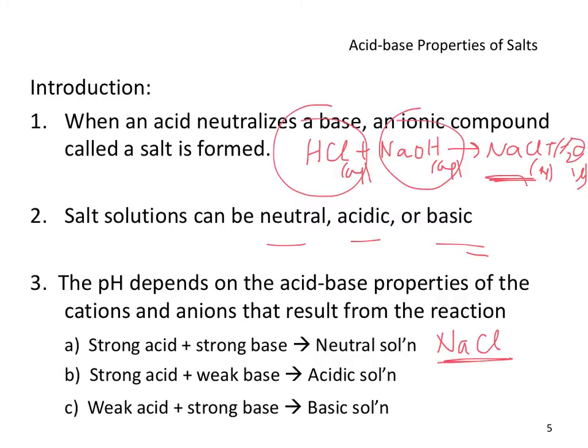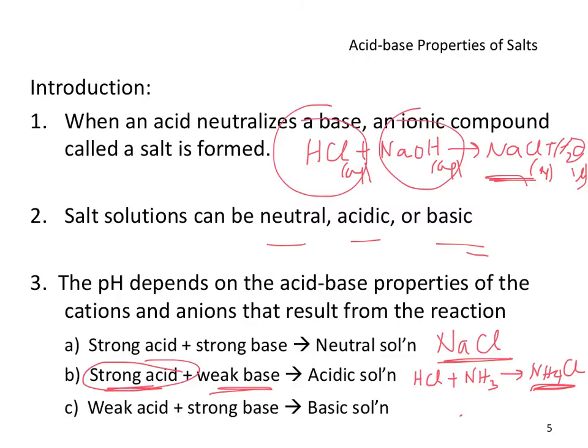On the other hand, if you mix, let's say, a strong acid with a weak base, since the acid is strong, the overall solution also is going to end up being acidic. A good example of this would be something like HCl reacting with ammonia, and that gives you NH4Cl. And the solution of NH4Cl is mildly acidic in nature, pH usually between 5 and 6.